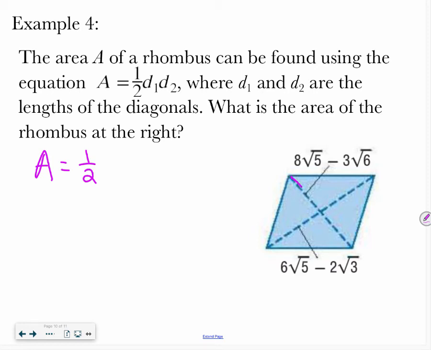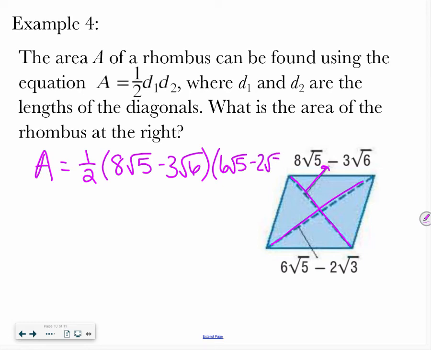So our first diagonal is represented by this expression: 8 square root of 5 minus 3 square root of 6. And my second diagonal is 6 square root of 5 minus 2 square root of 3.